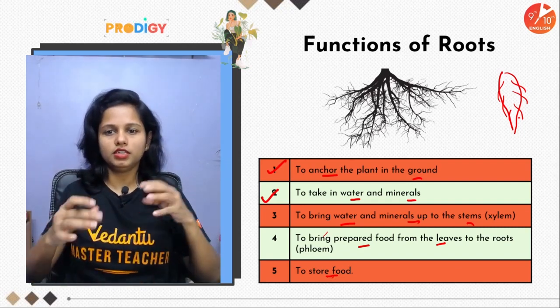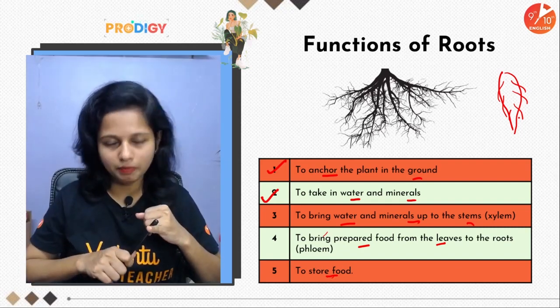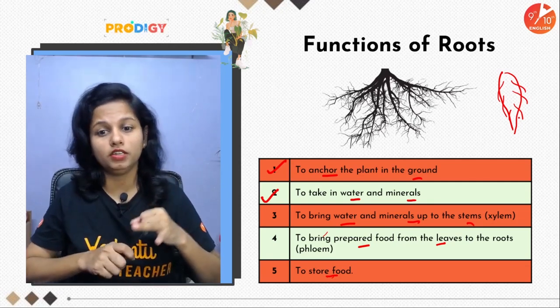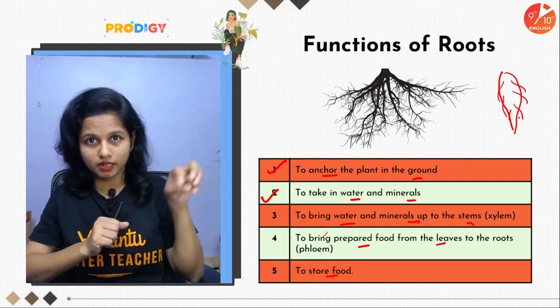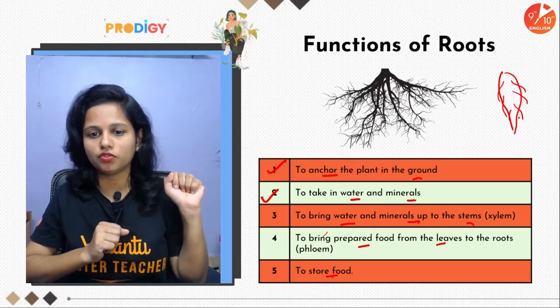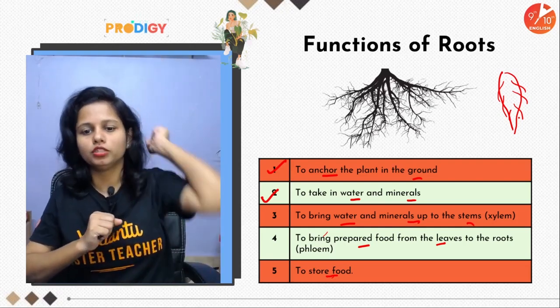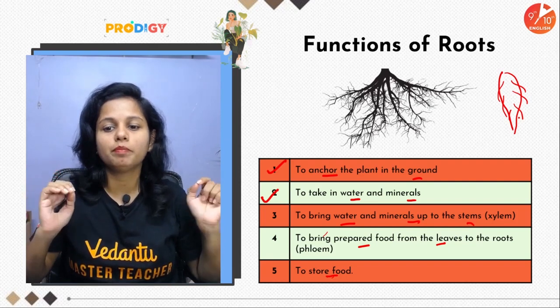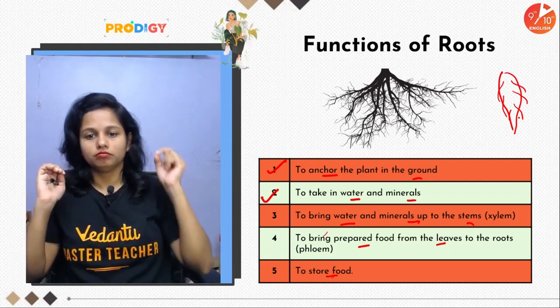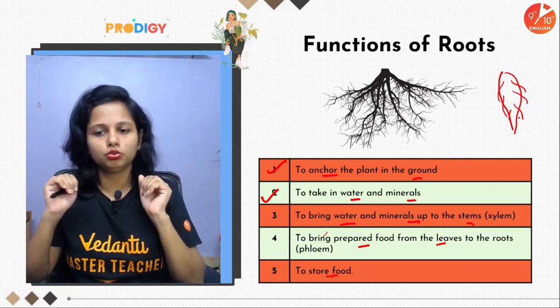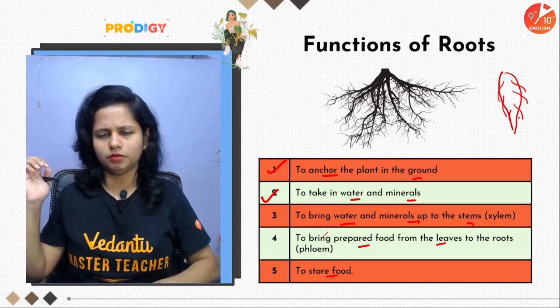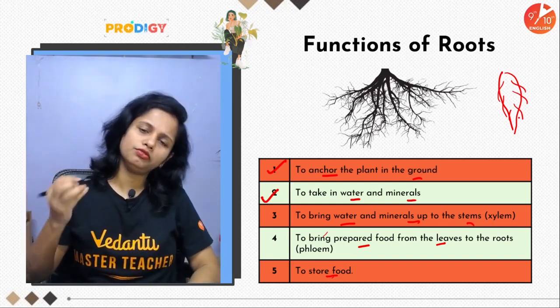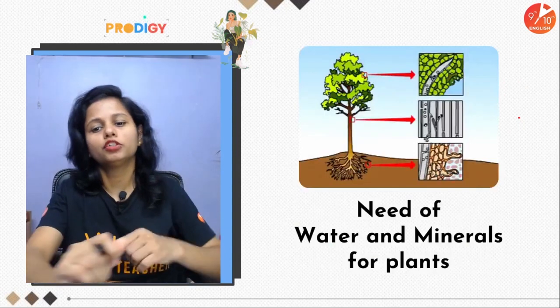So yes, roots help to anchor the plant into the soil. They help in taking up water and minerals and making them available right till the base of the stem, so that the xylem can push it upward. And then again, roots help to bring the prepared food from the leaves to the roots. Basically, water helps in bringing it down. And then fourthly, to store food. Yep, that's the function of root.